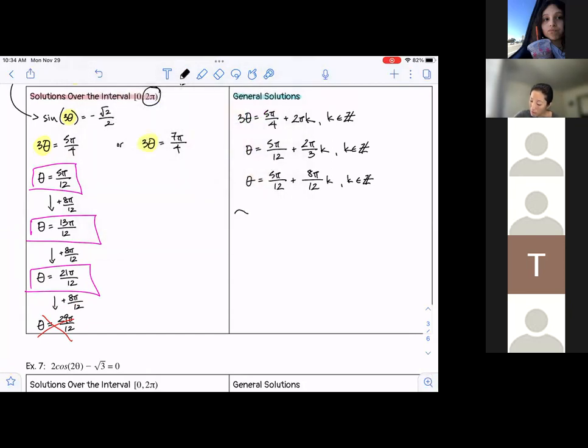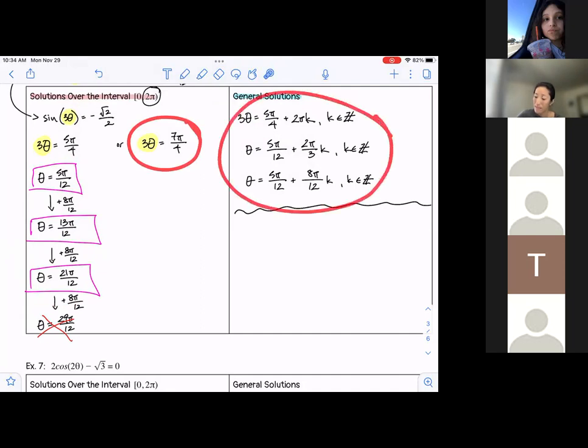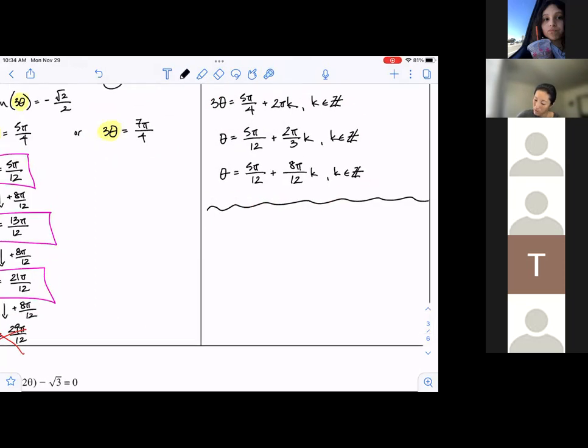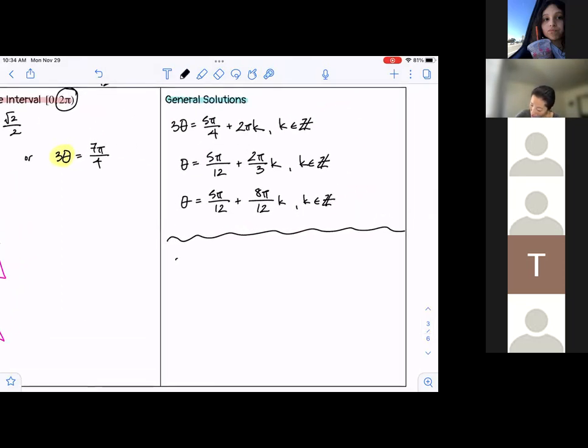Let's try something similar with this one. 3 theta equals 7 pi over 4. So we're going to do something kind of like this, all right? But just with 7 pi over 4, not 5 pi over 4. So 3 theta equals 7 pi over 4 plus 2 pi k, where k represents an integer.